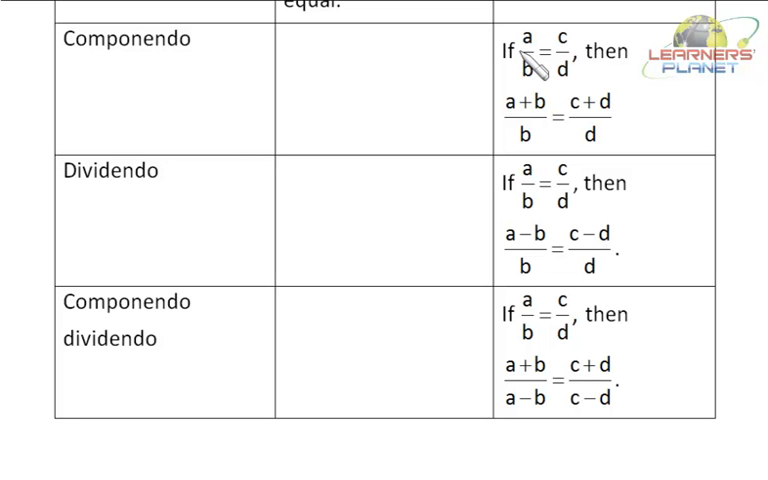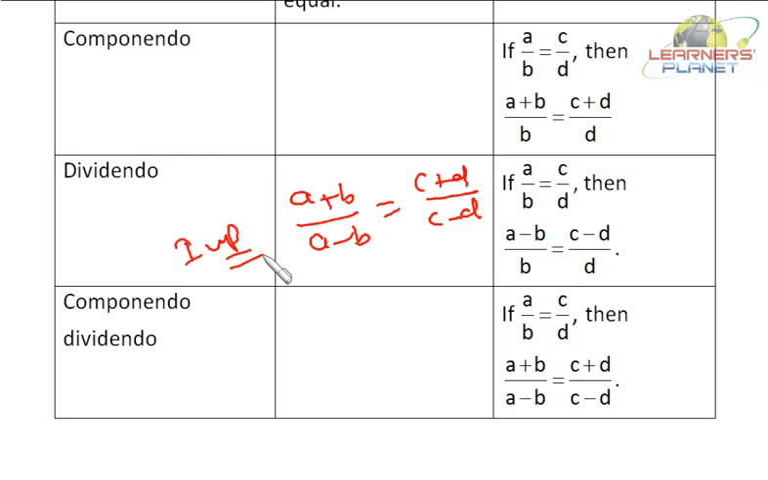If we combine both of them, that will be known as componendo and dividendo. That means A plus B upon A minus B is equal to C plus D upon C minus D. Here A is numerator and B is denominator. Here C is numerator and D is denominator. So this is actually a very important property when we'll be solving the problems.